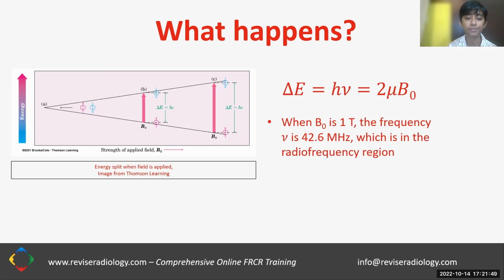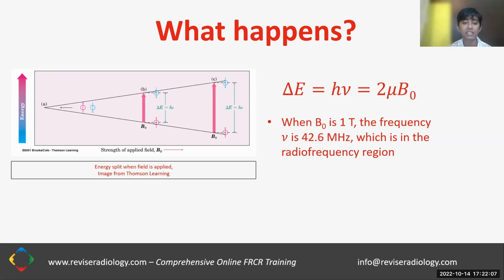So this energy will later be radiated as a signal. And when B naught is 1 Tesla, the frequency mu of the radiation that's emitted is 42.6 megahertz, which is in the radio frequency region.